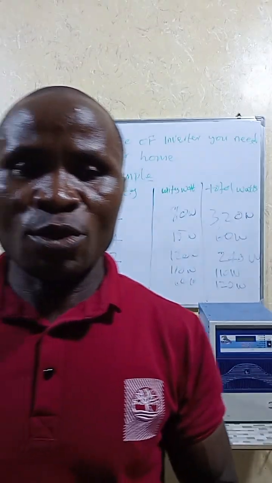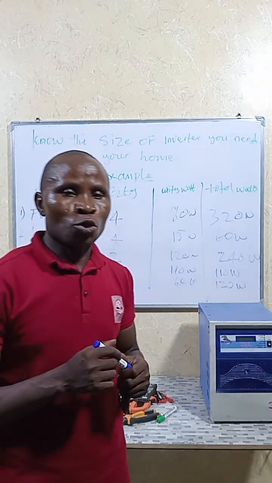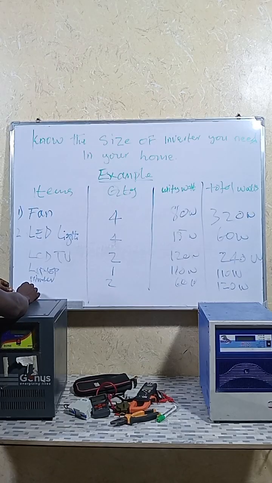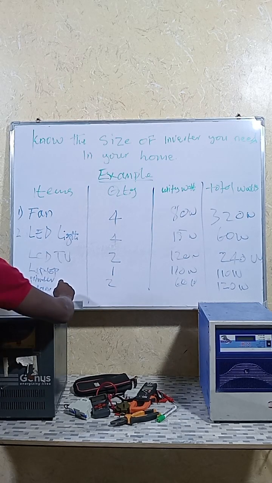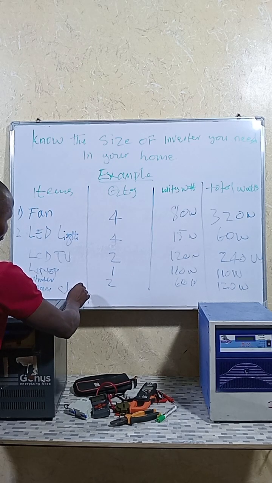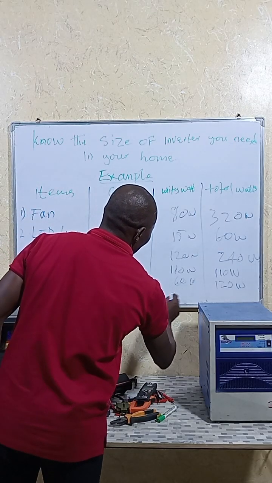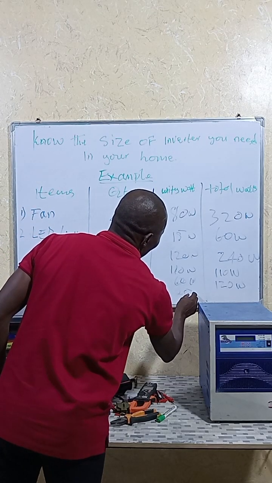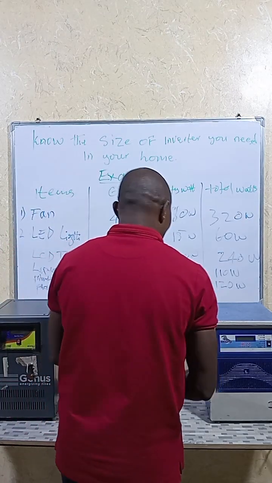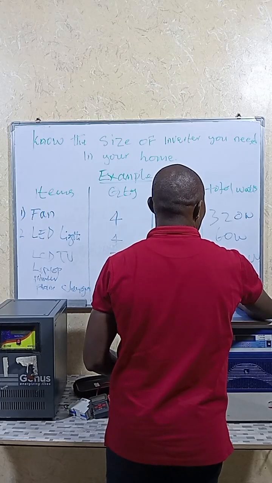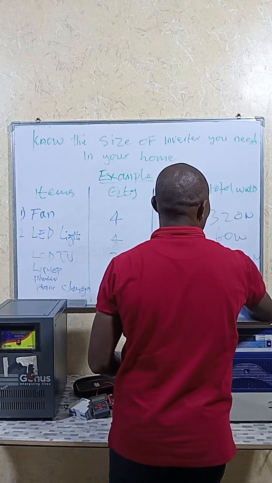Then the last thing is the phone charger. It's 25 watts, and we have 2 phone chargers. How many watts? 25 watts each, so the total is 50 watts.